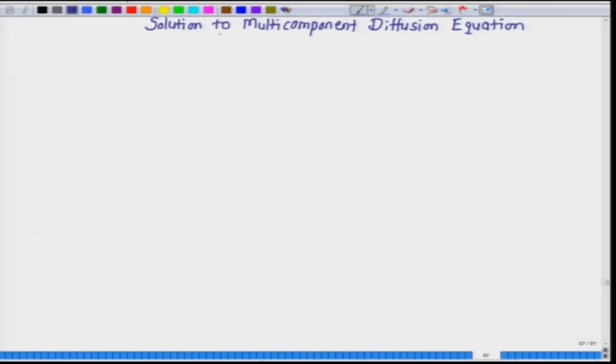Welcome back to this online class on diffusion in multi-component solids. Today, we are going to solve the diffusion equation for a multi-component system. We will consider the infinite diffusion couple boundary conditions and a multi-component system containing n components.